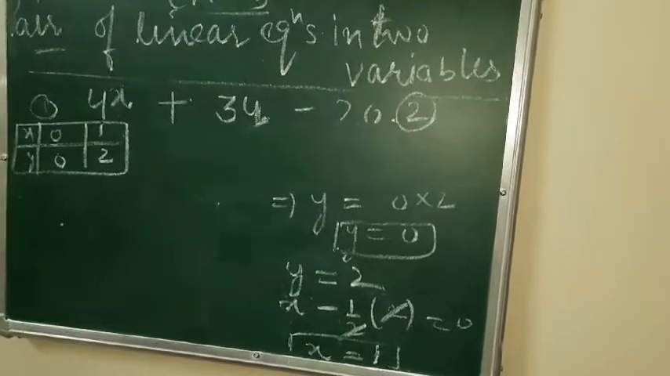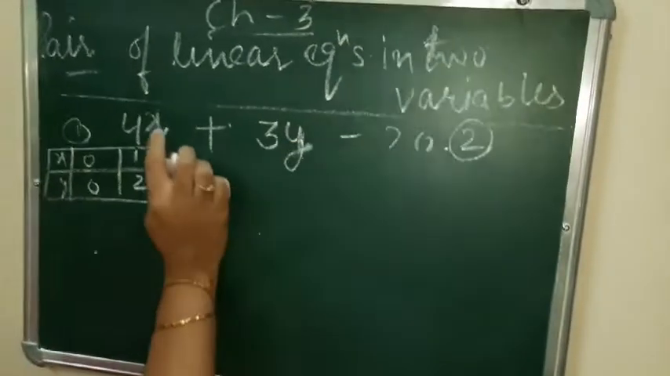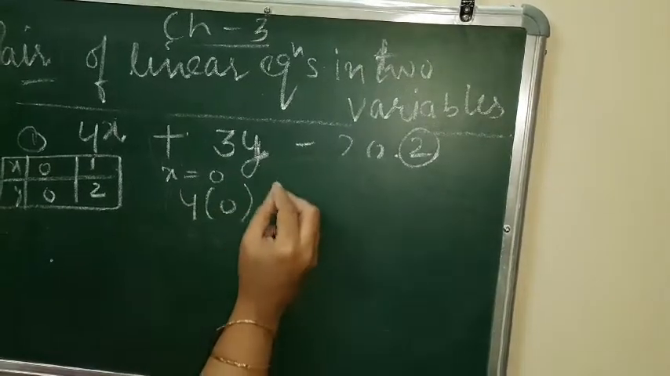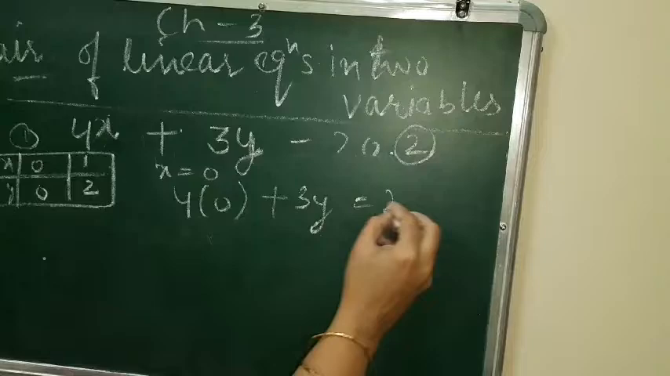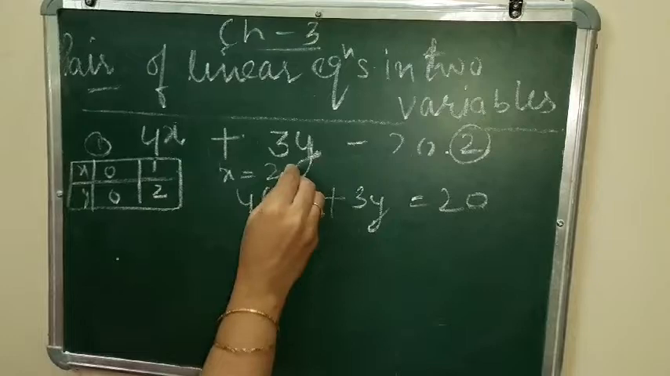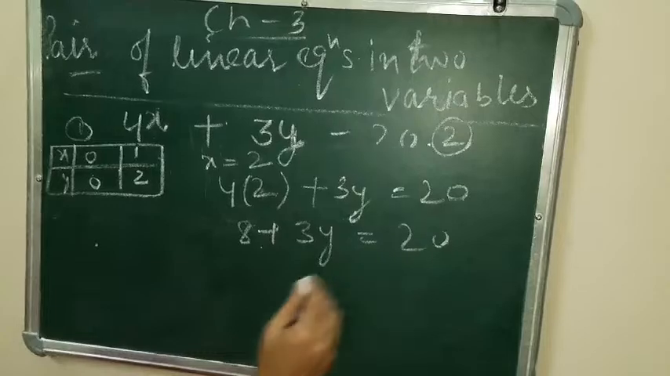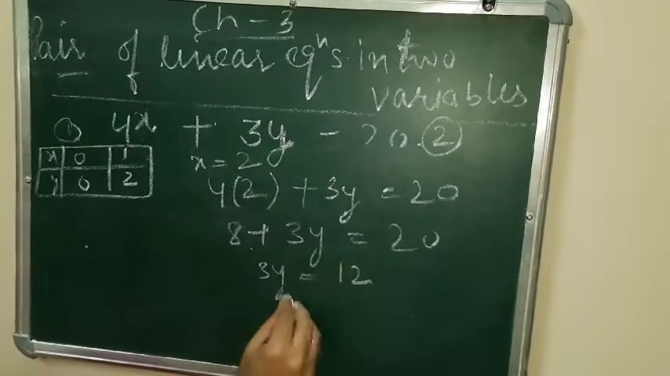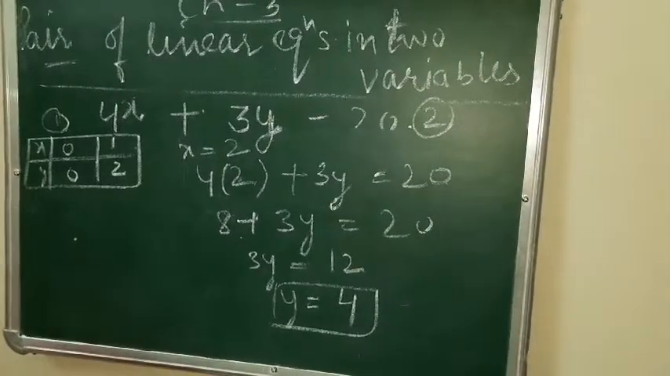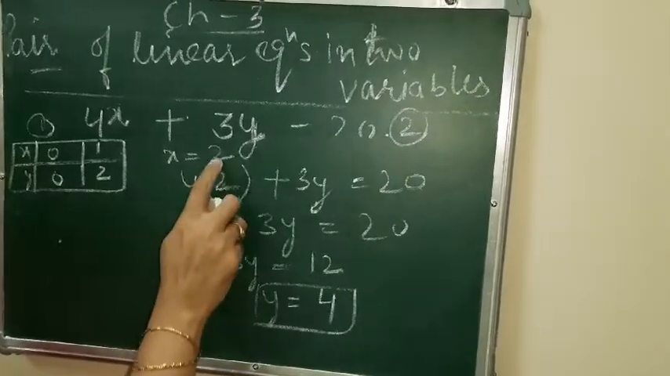Now we will solve for the second equation. Second equation is 4x plus 3y equal to 20. Again I am taking x equal to 0 first. Or you can take 2, it would be easy then. 4 2s are 8 plus 3y is equal to 20. 3y is equal to 12 and y is equal to 4. I think it is clear to all. 3 will come down in the denominator and you will divide, y equal to 4. So when my x is 2, my y is 4.